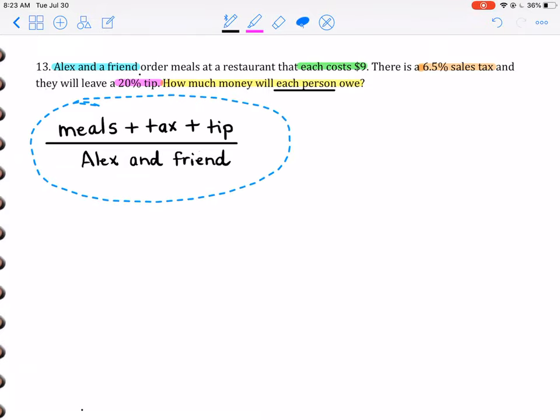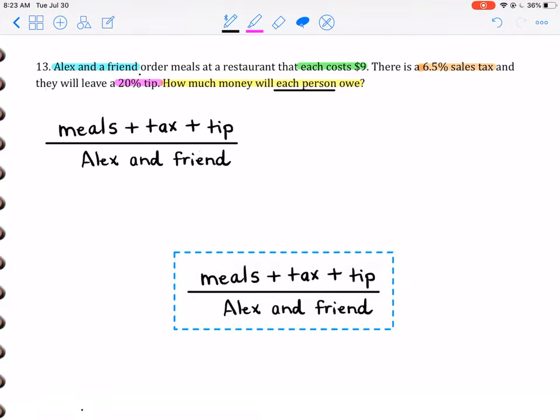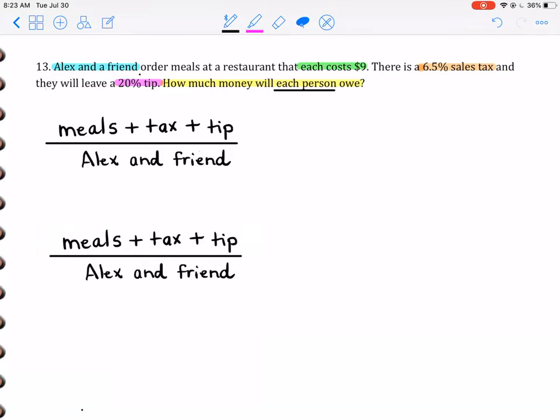And I'm going to go ahead and make a copy of this because that's easier for me than rewriting it on here. And I'll show you why in just a second, or actually right now. Okay, I'm going to start with the meals, which I have highlighted up here in green. And each of them costs $9. So I'm going to say the meals are 2 times 9. So I have replaced the meals with this amount. There are 2 of them at $9.